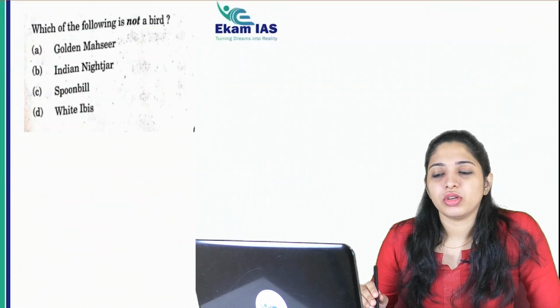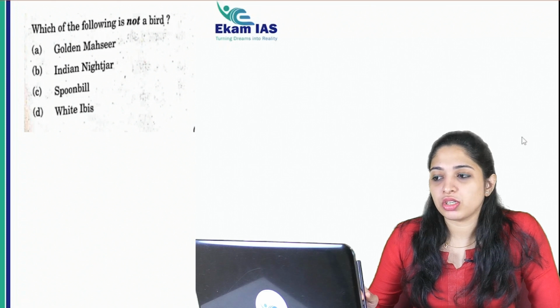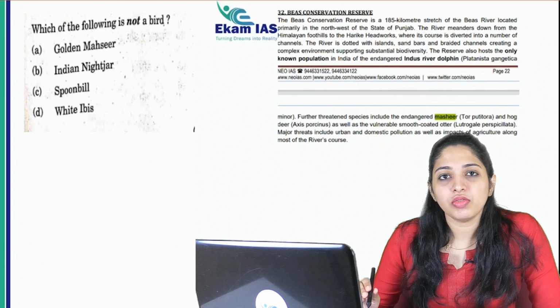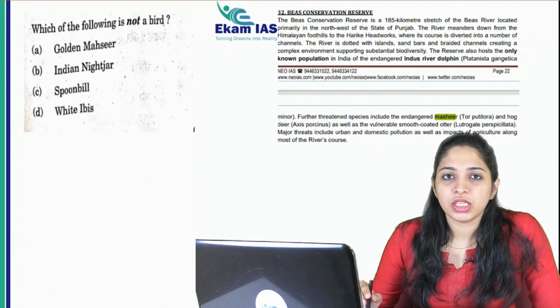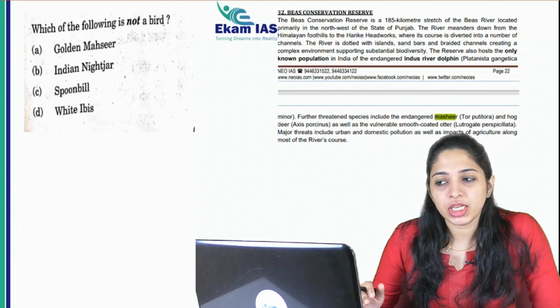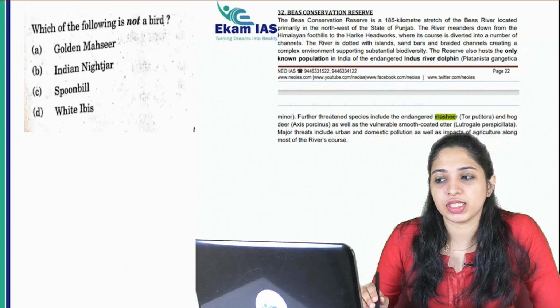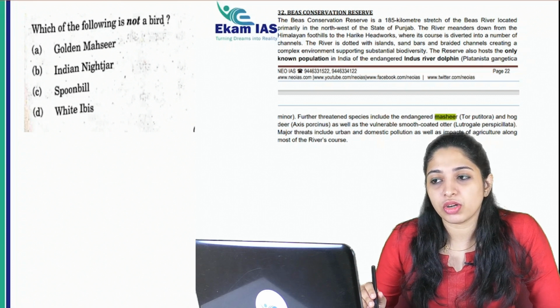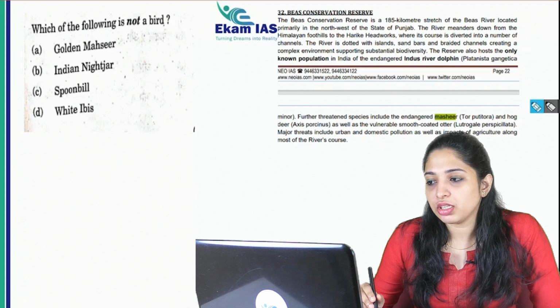Which of the following is not a bird? While studying the Beas Conservation Reserve, we studied about the Beas River that is located in the northwest of Punjab. And while studying the river, we studied about the threatened species in that river. First threatened species is the Indus river dolphin, and the next endangered species is mahseer. From this very statement, it is clear that mahseer is a fish. Therefore, which one of the following is not a bird? The answer is golden mahseer.